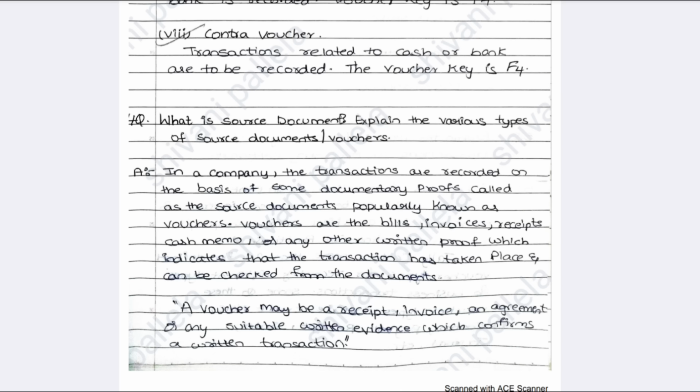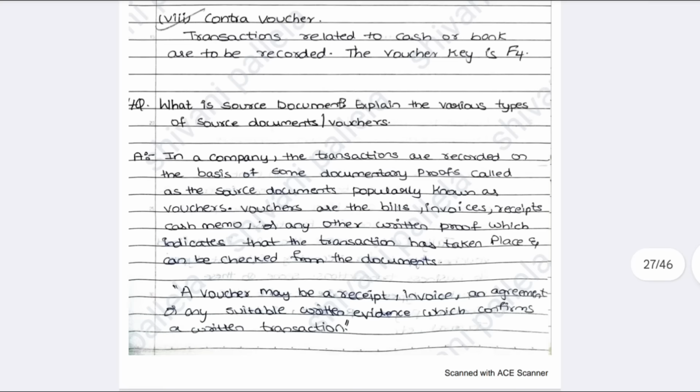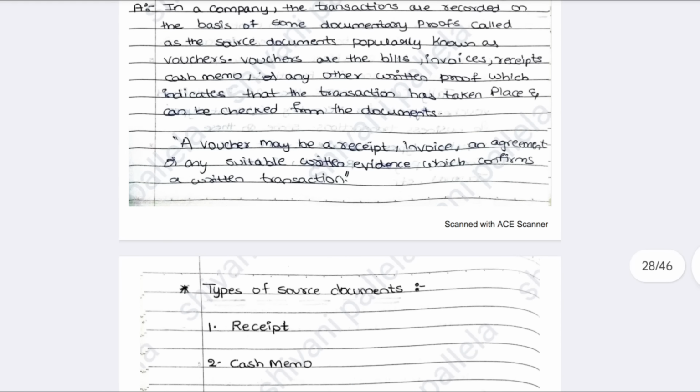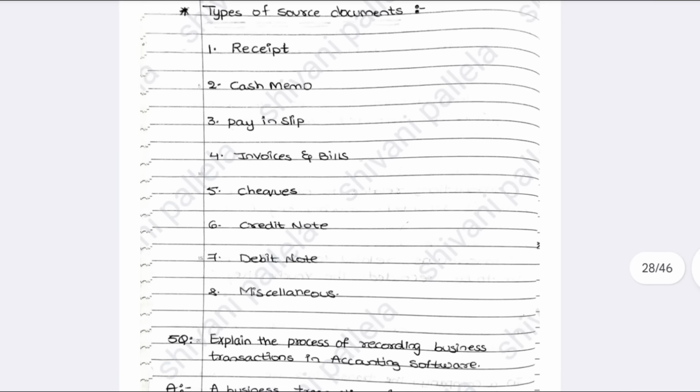What is it? Nothing but the written proof. If you are doing anything in the organization, whatever proof you are getting, that is called documentary proof. That is called source document. A voucher must be a receipt, invoice, or any type of agreement, right? So in this you have different types of source document.